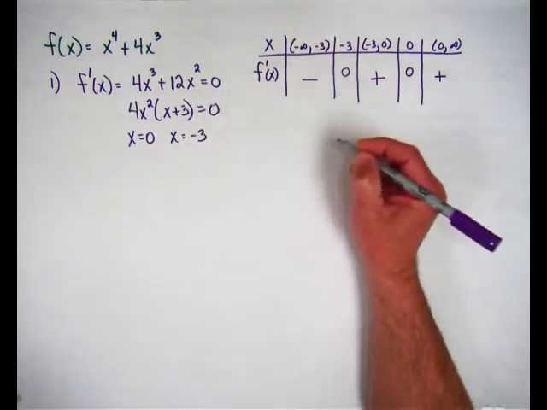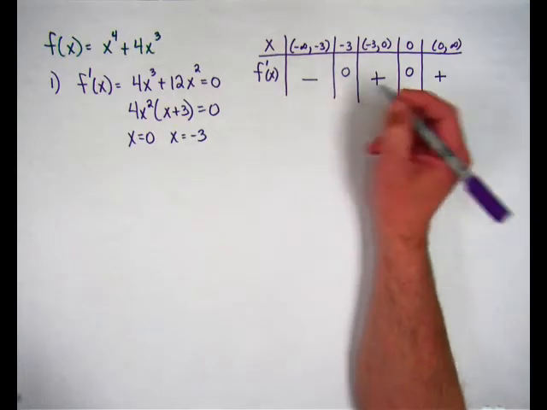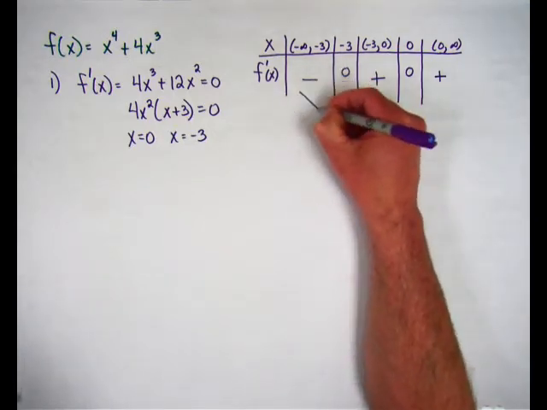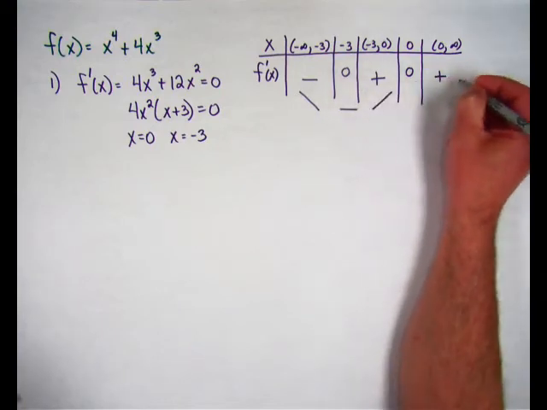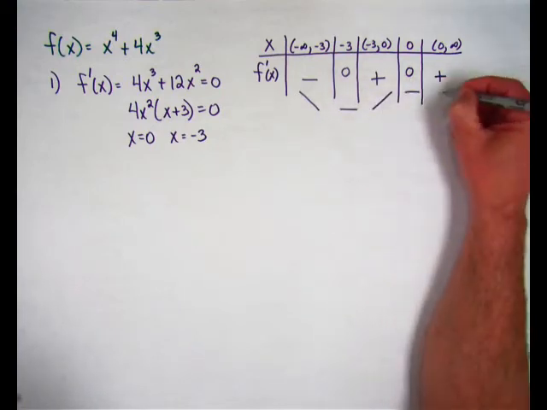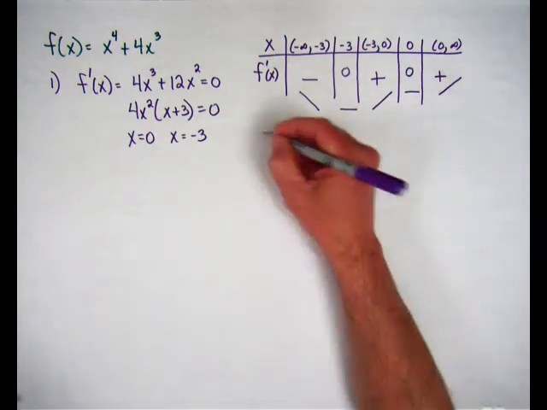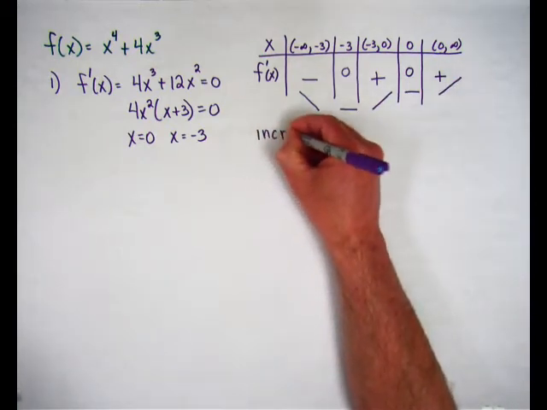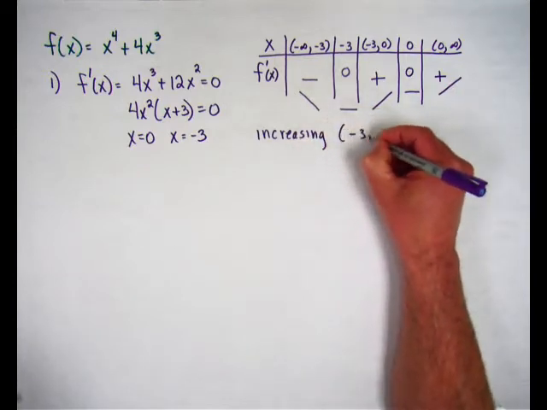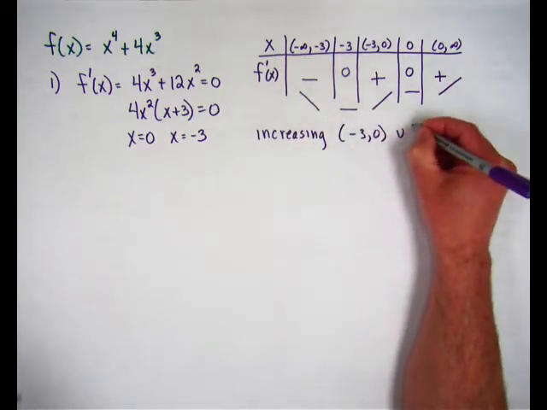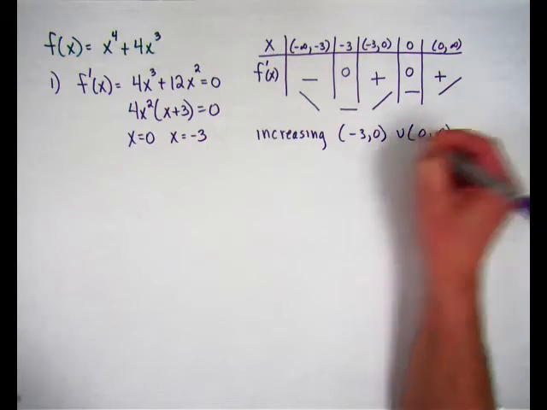So we've just finished our first derivative test. And from that test, we know that the negative indicates the curve is falling. 0 means it's flat. Positive means rising. So we would say that our curve is increasing from negative 3 to 0, union 0 to infinity.